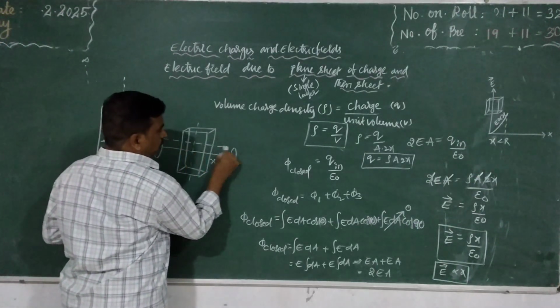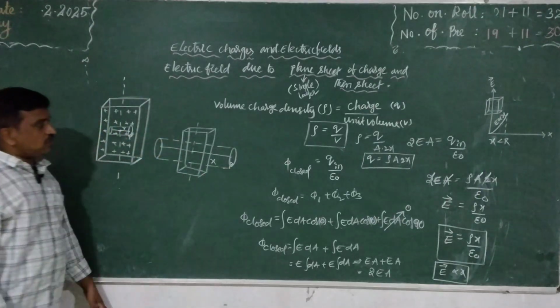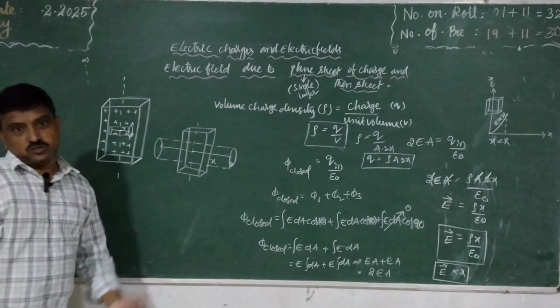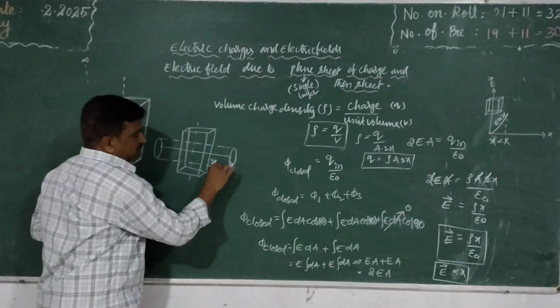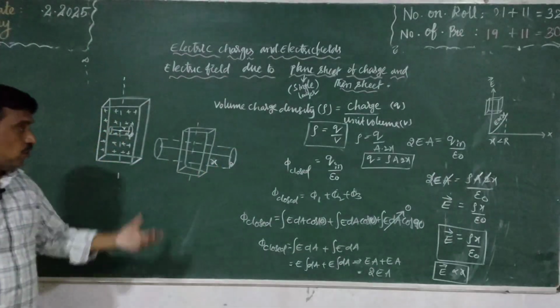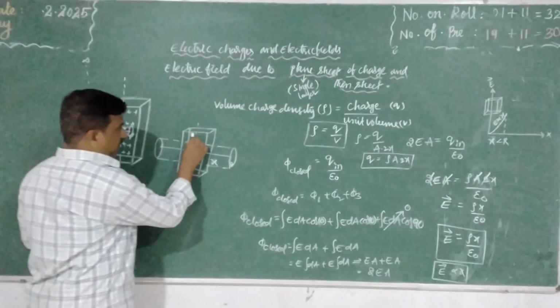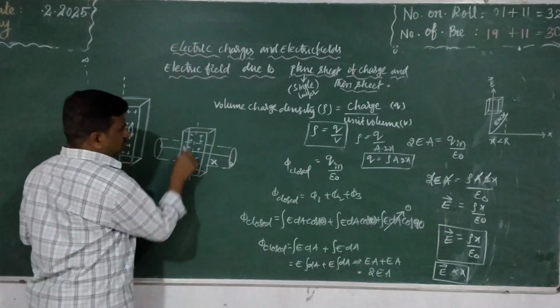The cylinder is the Gaussian surface for the thin sheet. We can select a Gaussian cylindrical surface for the thin sheet, at a distance x from the axis to the outside point P. At point P, what is the electric field? The sheet has positive charges, the whole part has positive charges.